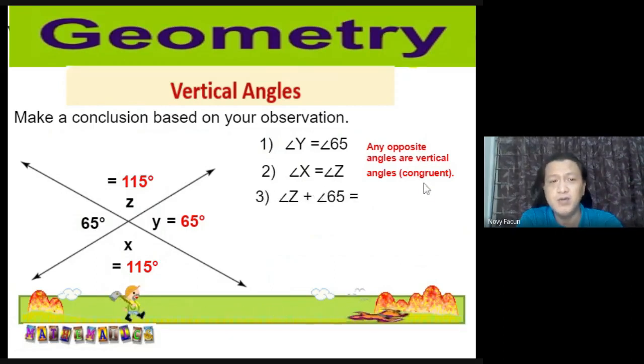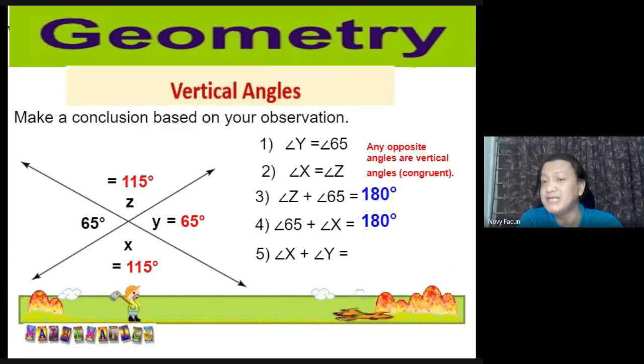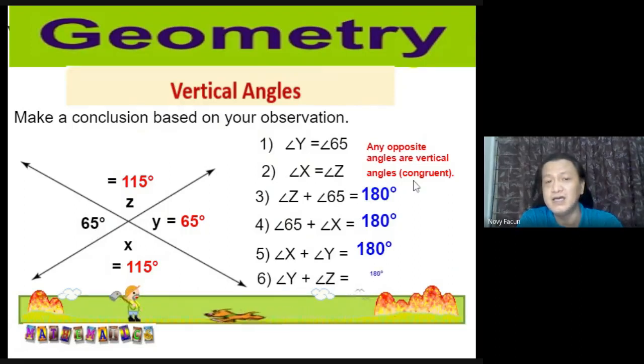So, number 3, we have angle z plus 65, the sum is 180. Angle 65 plus angle x, the sum is 180. So angle x plus angle y, the sum is also 180. And angle y plus angle z, that is also 180. Ano yung conclusion natin dito?